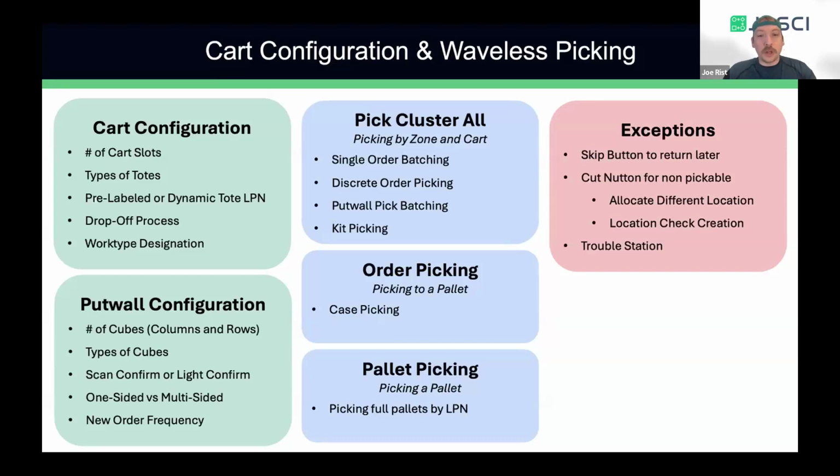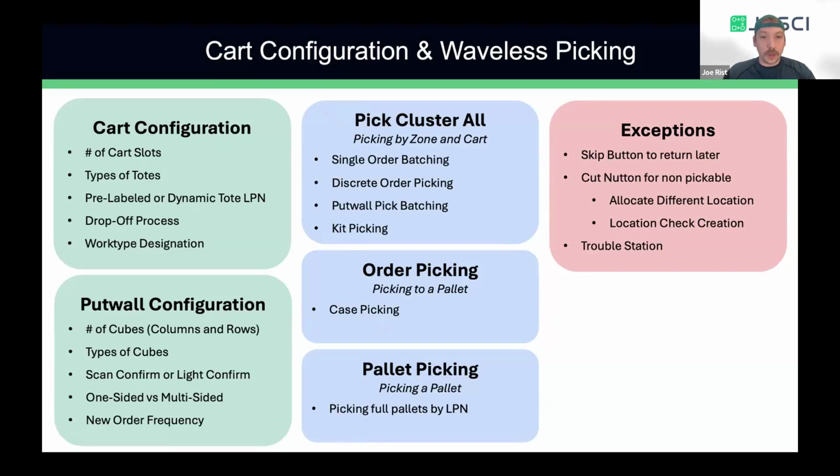Now, the last thing I want to mention about Pick Cluster All is that this can also be used for picking kitted items. So a lot of times our customers will dedicate an entire cart for a kitting process so that they can pick the kit items and then just go drop off the whole cart at the kitting station where someone can use that cart to kind of put the items together. So those are the four different types of picks that you would do with Pick Cluster All using both a cart and a zone.